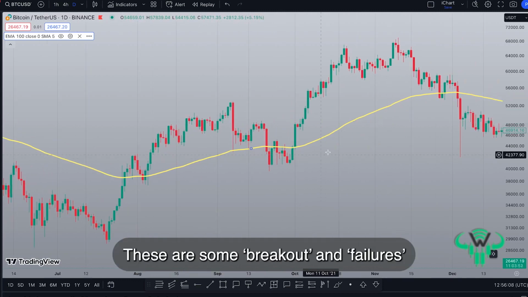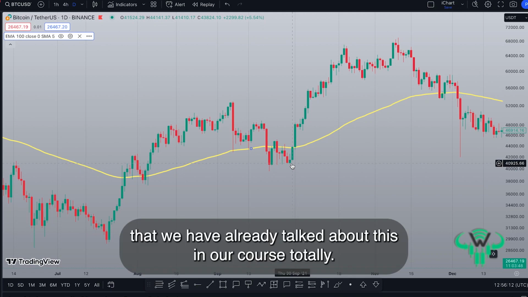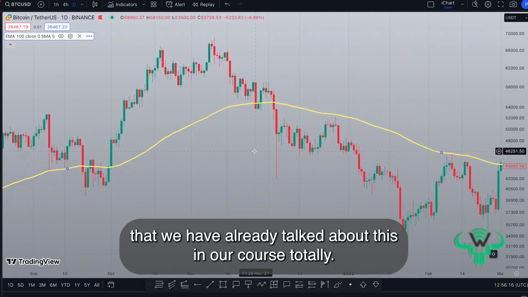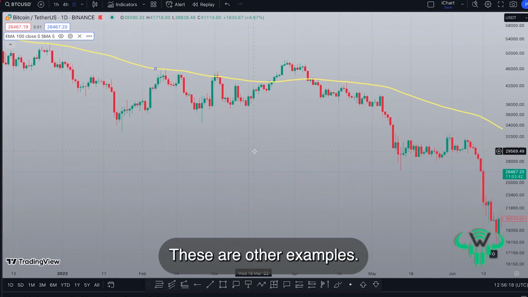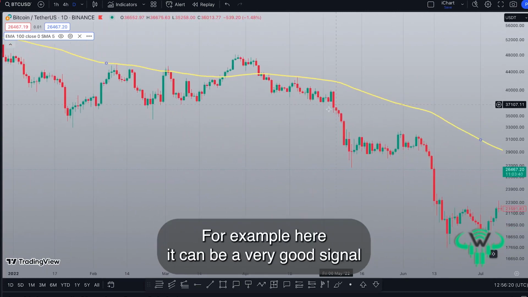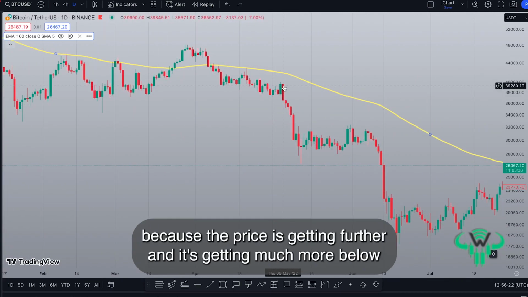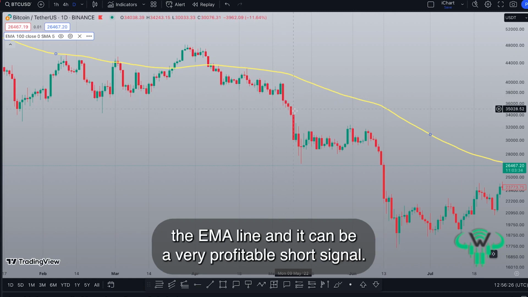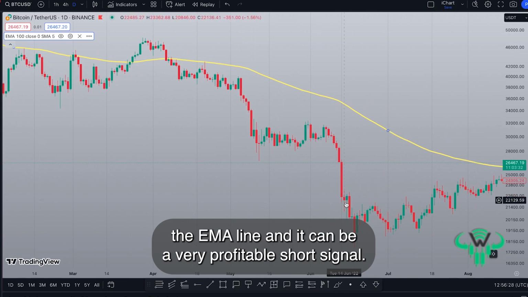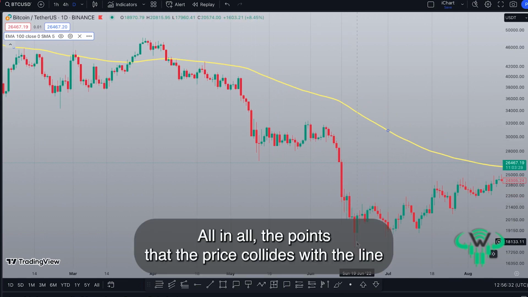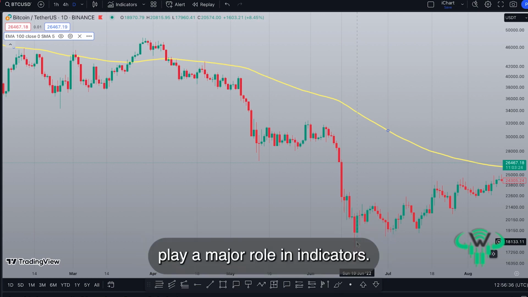These are some breakouts and failures that we have already talked about in our course. These are the examples. For example, here it can be a very good signal because the price is getting further and it's getting much more below the EMA line, and it can be a very profitable short signal. All in all, the points where the price collides with the line play a major role in indicators.